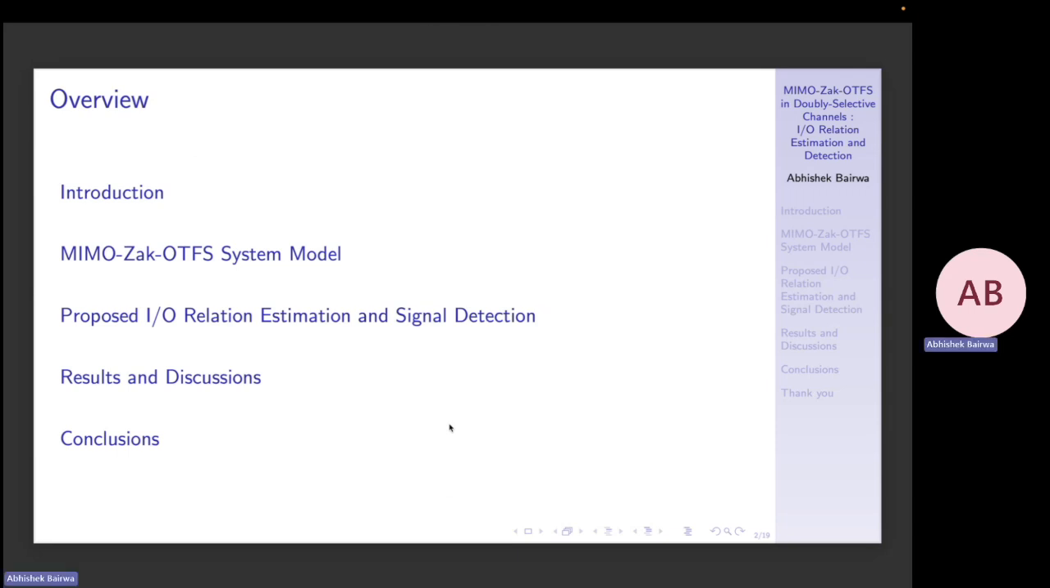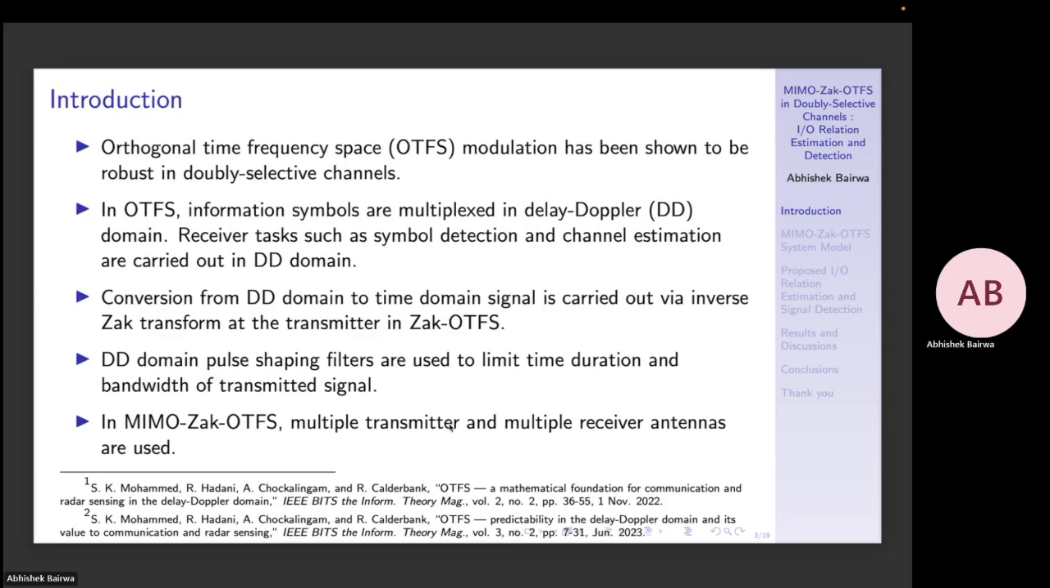This is the overview of the presentation. So I'll start with the introduction. In the next generation of wireless communication systems, high frequency band and high mobility scenarios are going to be expected, and that will result in doubly selective channels.